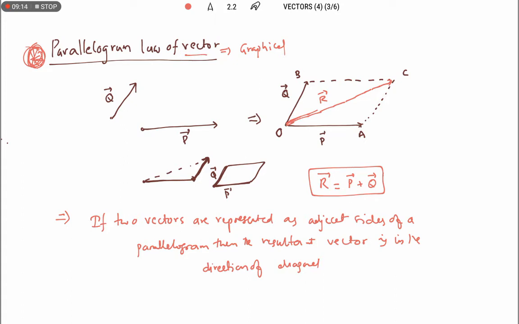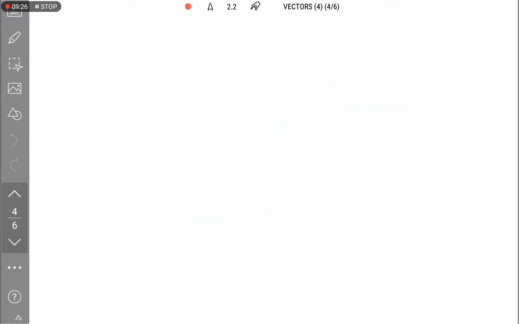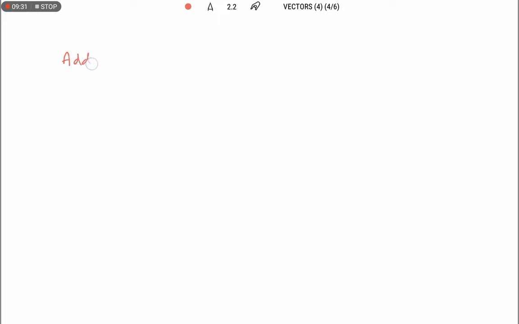Now, if more than two vectors are added, then how do we deal with it? In dealing with the addition of more than two vectors, suppose the vectors are represented. I am writing addition of more than two vectors. Okay, the vectors are given like this.